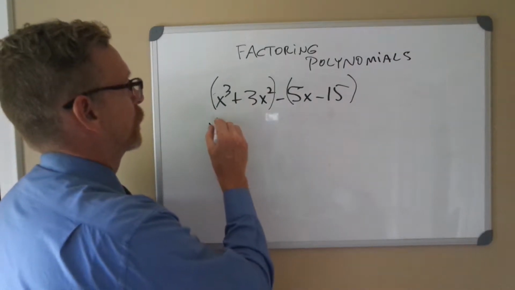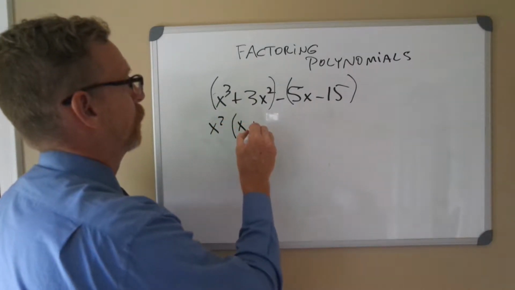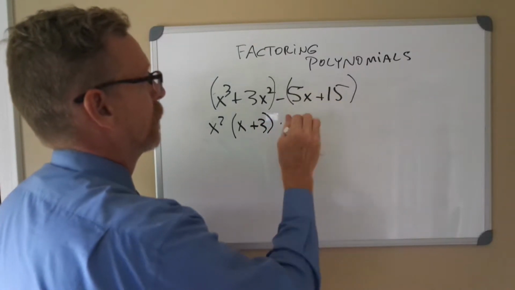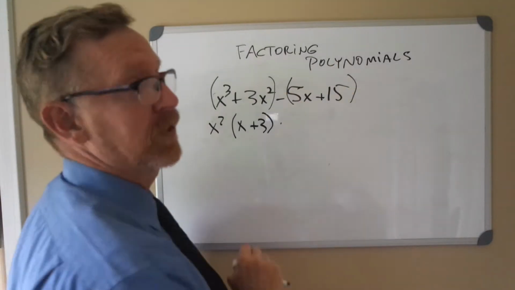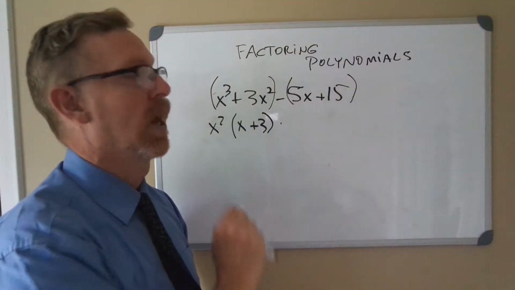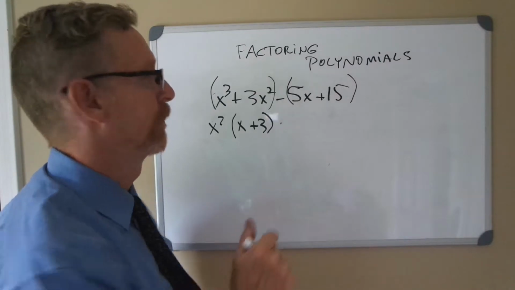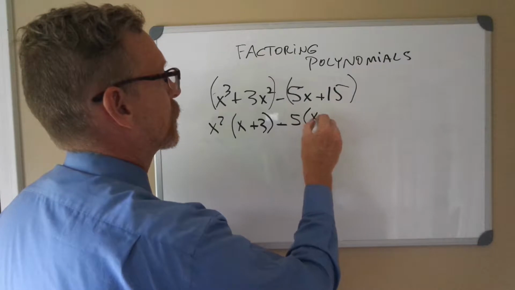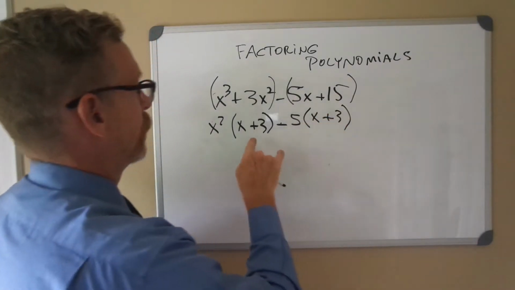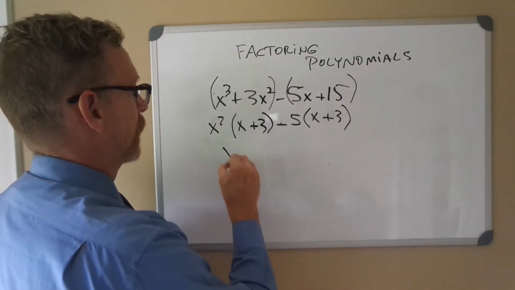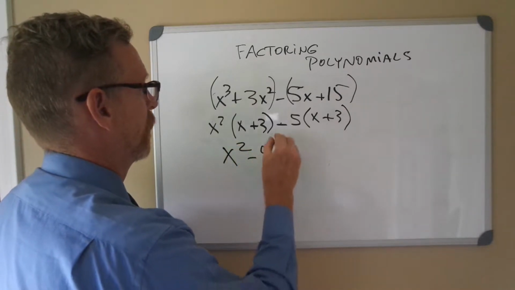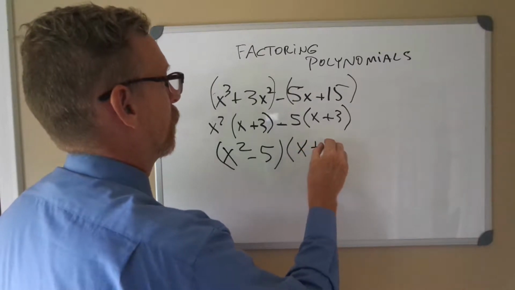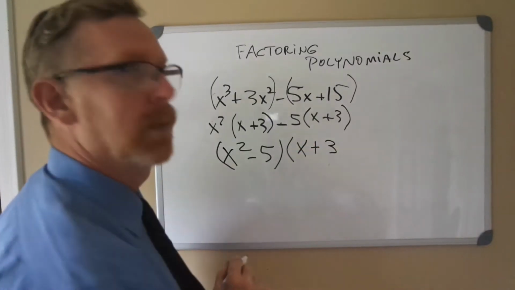So here it's x squared times x plus 3 minus, when I put the parentheses around that, I should have changed the sign from plus to a minus. Hopefully you understand that. Minus 5 times x plus 3. So we have x plus 3 and x plus 3. So the answer is x squared minus 5 times x plus 3. Okay?